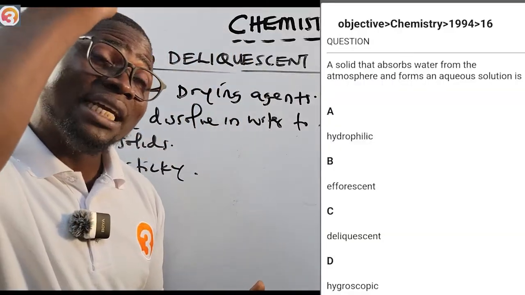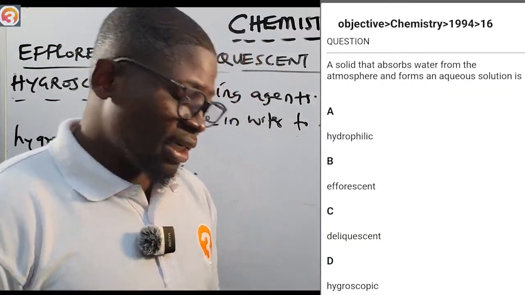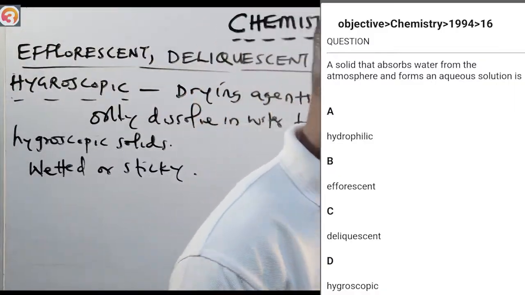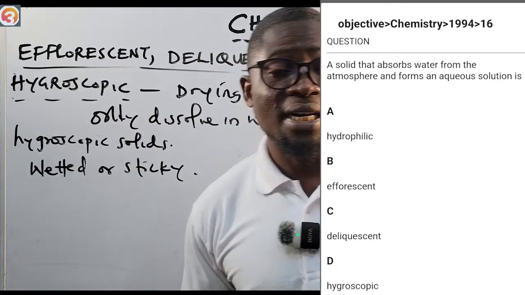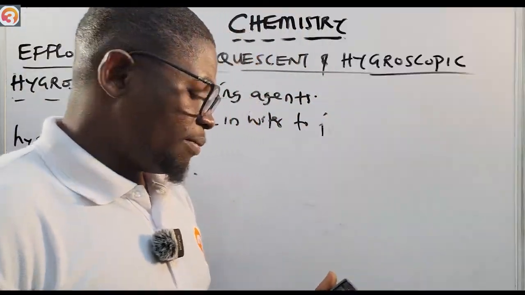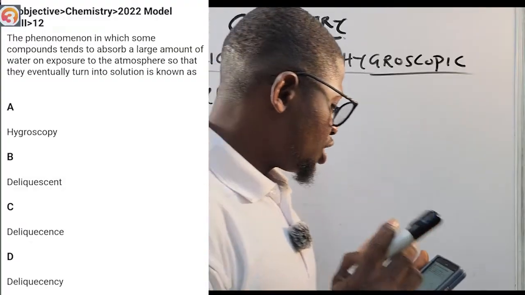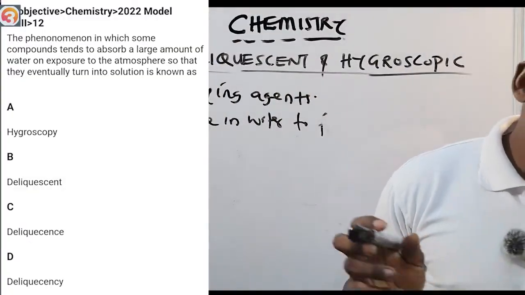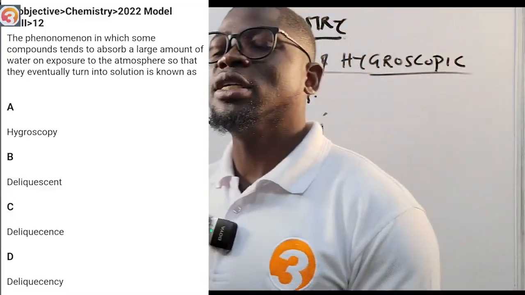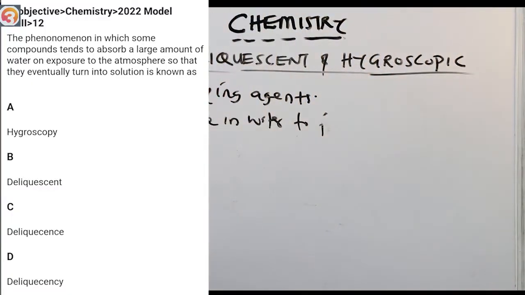Now, 1994 question 16: a solid that absorbs water from the atmosphere and forms a solution is what? A, hydrophilic; B, efflorescent; C, deliquescent; D, hygroscopic. The correct answer there is deliquescent. 2022, number 12: the phenomenon in which some compounds tend to absorb a large amount of water on exposure to the atmosphere so that they eventually turn into a solution. That is deliquescent.